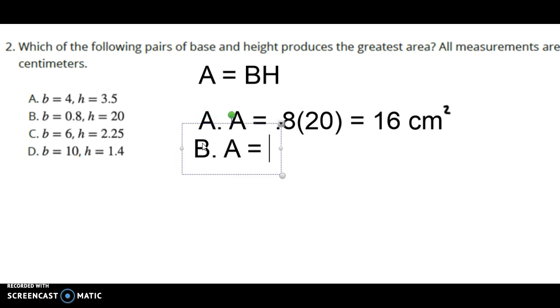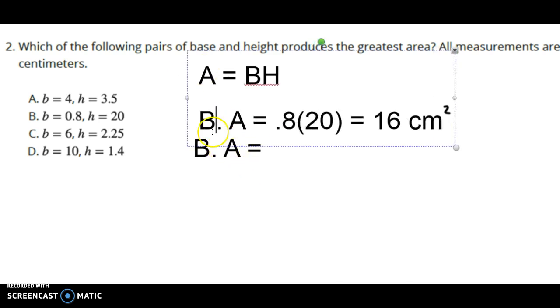Okay, let's move on to B. B, my area once again is base times height, so it's going to be 0.8. Wow, I'm really messing up here. I accidentally did B here. So let's cross out A and write B. And then we still have to do A. So I'm going back up to A.